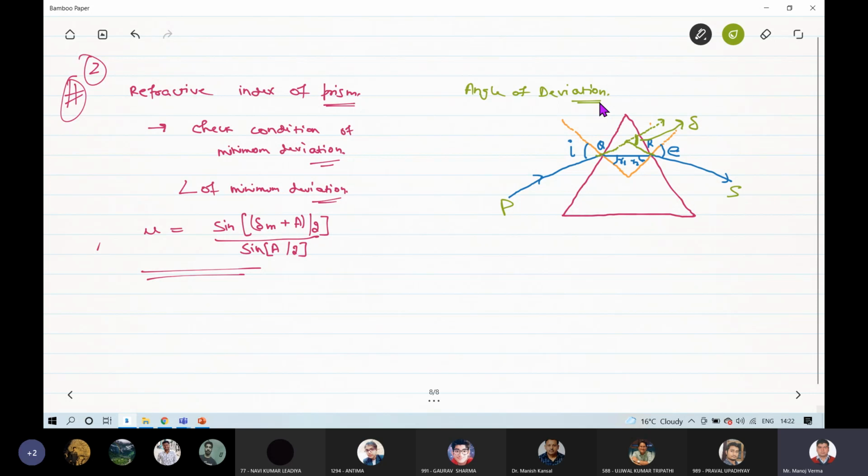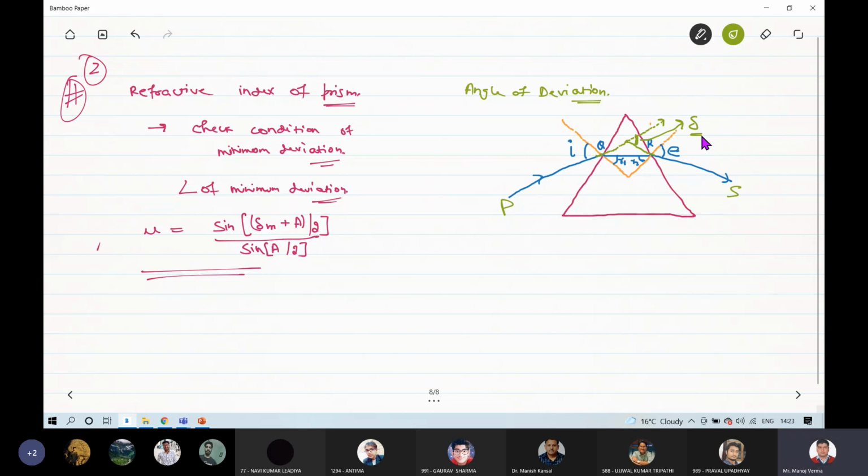But the relationship between this delta and I, if I tell you numerically the expression between delta and I, then you will see this delta is neither directly proportional nor inversely proportional to I. What I mean to say is, with increase in I, this delta will initially start decreasing, but after some time, this angle of deviation will again start increasing.